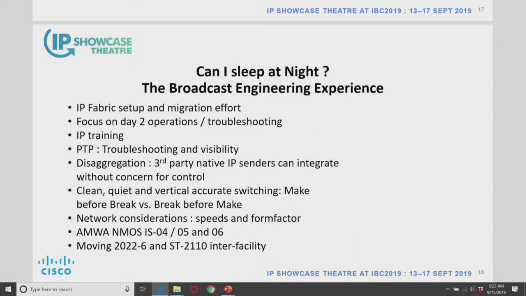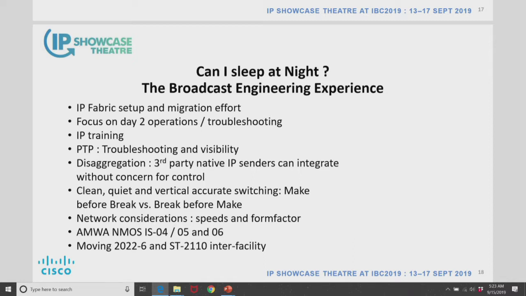One thing we tell our customers: do an onboarding process. Every time you plug in new equipment, at least if it's a new vendor, do an onboarding process. Put it in isolation within the network. You plug it in, you make sure it sends good packets, then you move it into production. IP training, we discussed the IP training needs. PTP troubleshooting and visibility.